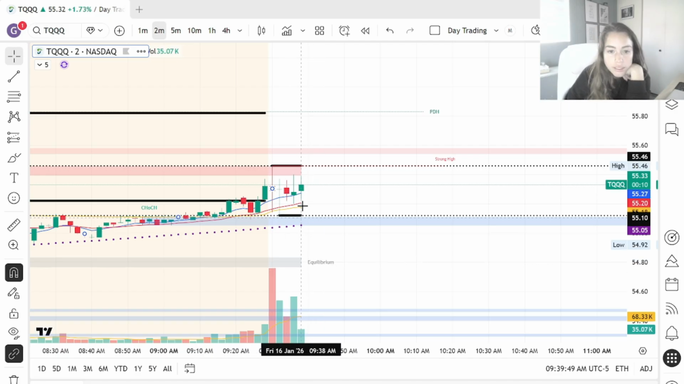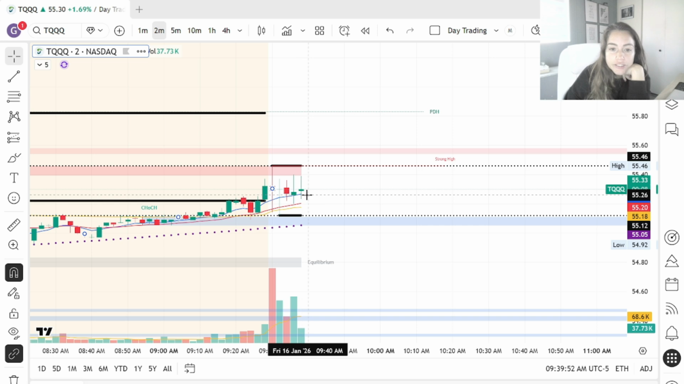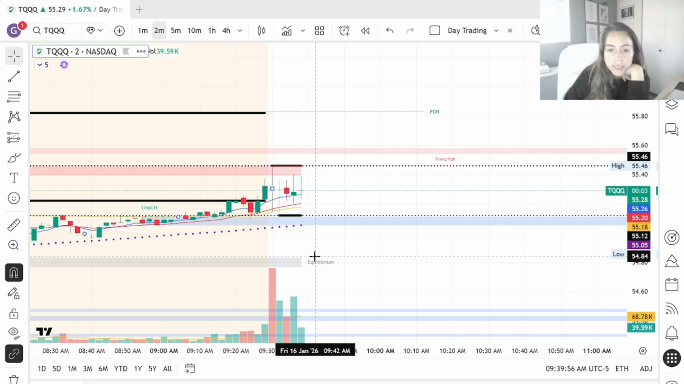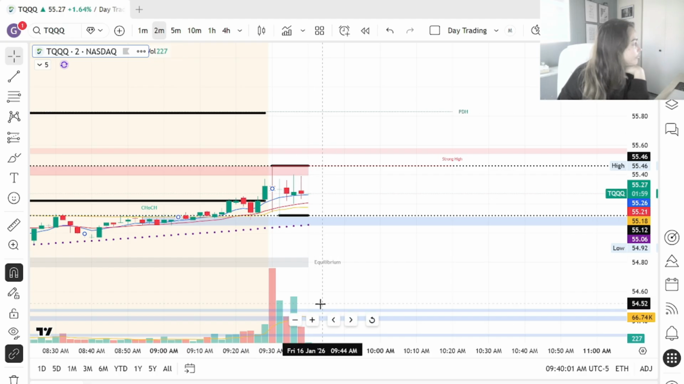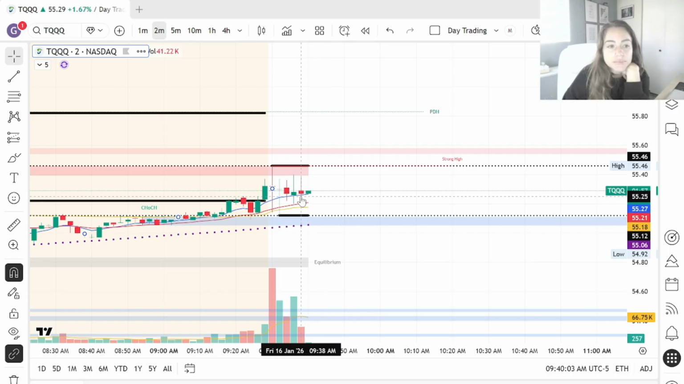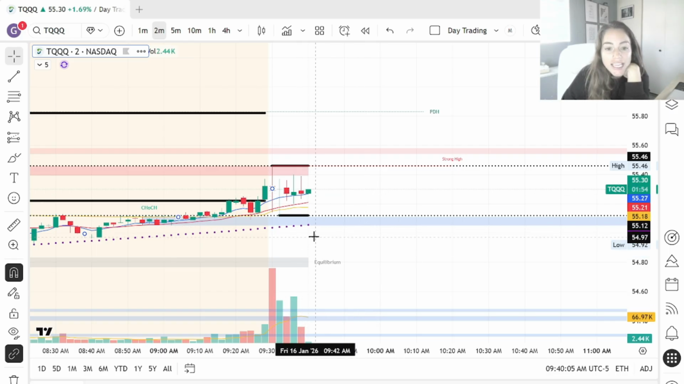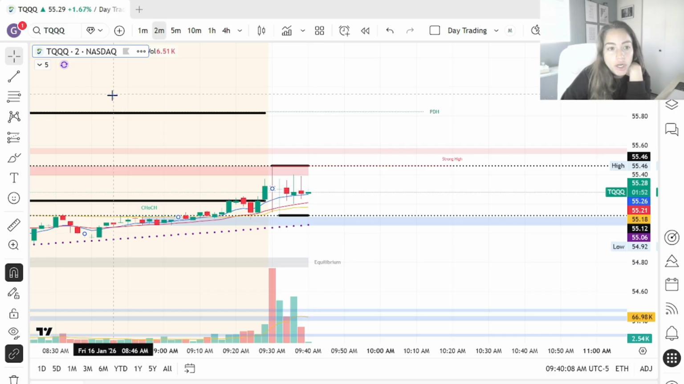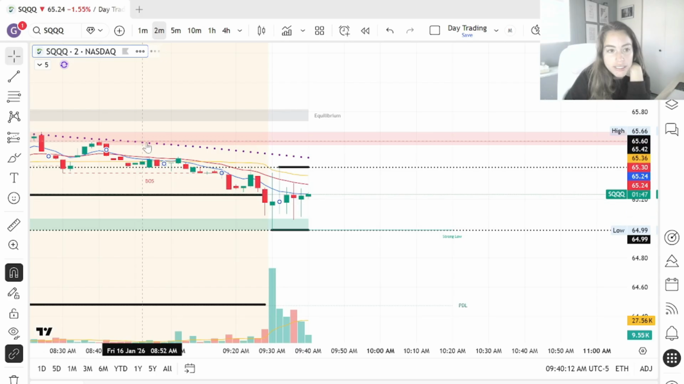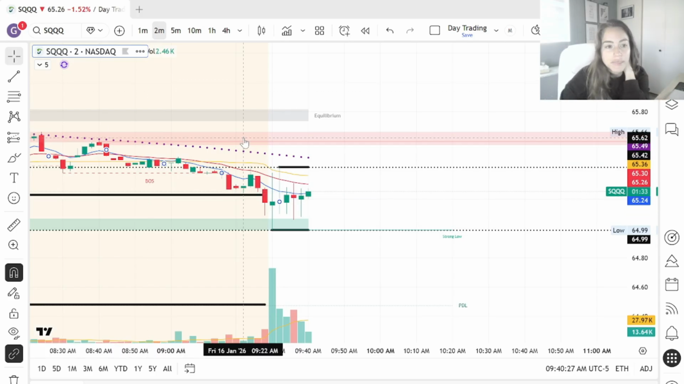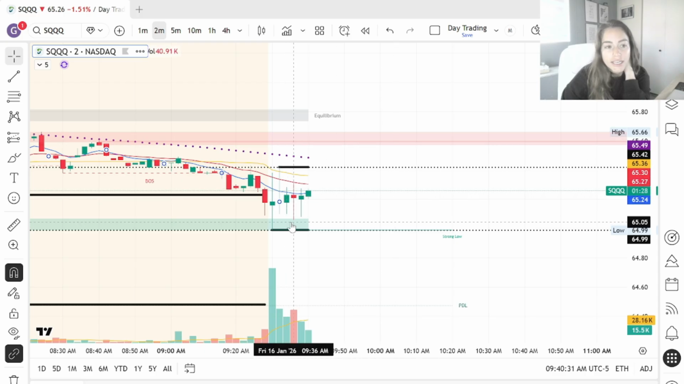So what we're waiting for is it to push up either past this black line or below this one so we can confirm either an uptrend or a downtrend. If an uptrend is confirmed, then we stay in TQQ. If a downtrend is confirmed, we will switch to SQQ, which is this one, opposite of one another. So what does this mean? If TQQ goes up, SQQ goes down. And if SQQ goes up, TQQ goes down.